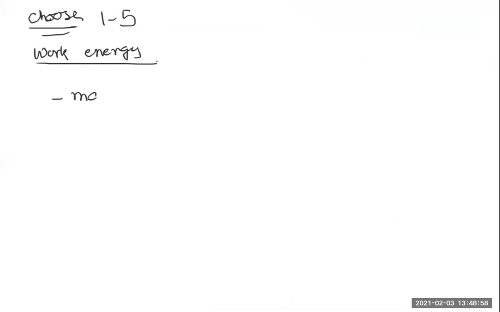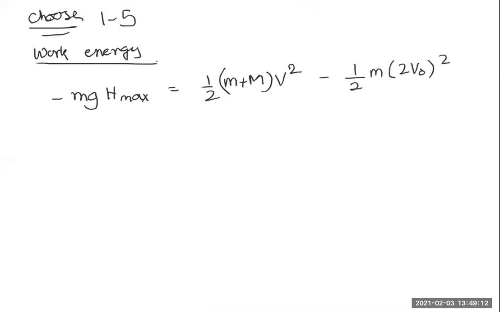Minus mg h max, work done by Earth, is equal to final kinetic energy. Both of them now have the same net velocity, minus initial kinetic energy, which is this. Okay. Now again, let's see what is the number of unknowns in this equation. I hope everybody has understood this equation.